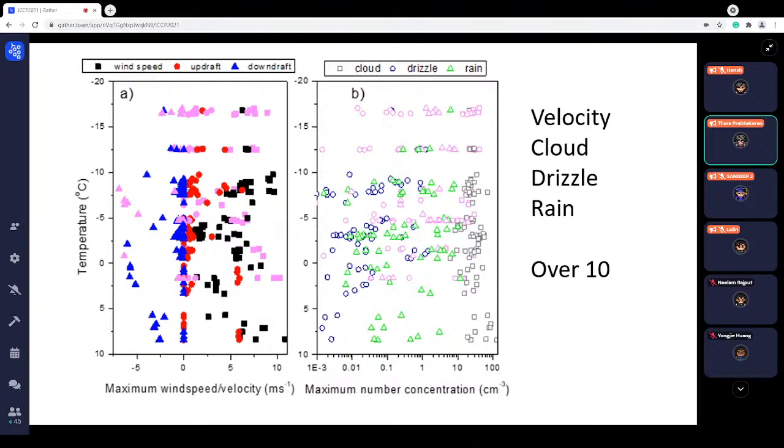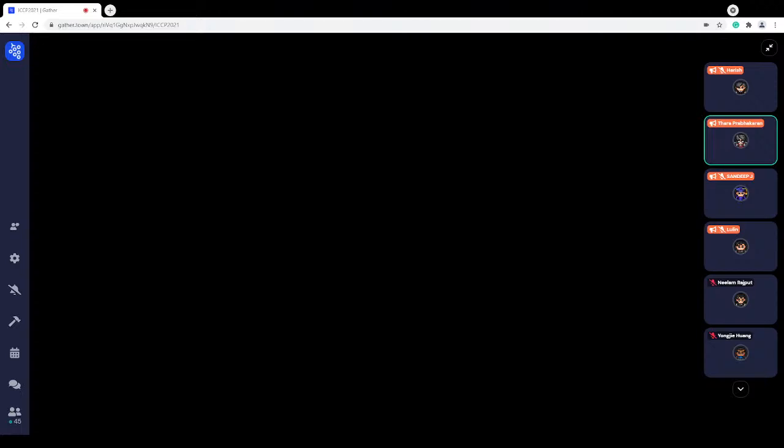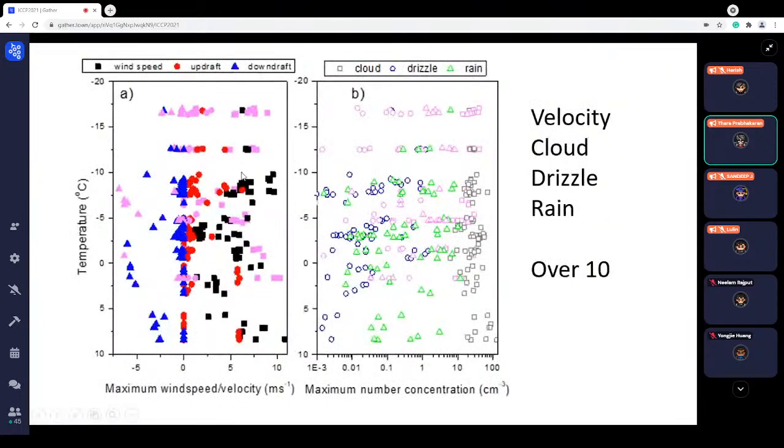Again, these are all the velocity. The interesting point was that the maximum updraft and downdraft are shown. They were quite large in some of the cloud passes, and of course the winds were quite strong in this particular case. I have also looked at the cloud drizzle and rain number concentrations here on the right. This has also been investigated after seeding. We see a slight enhancement in the number concentration after seeding in many of the passes.